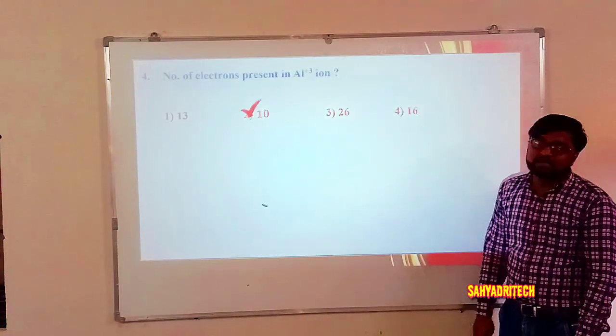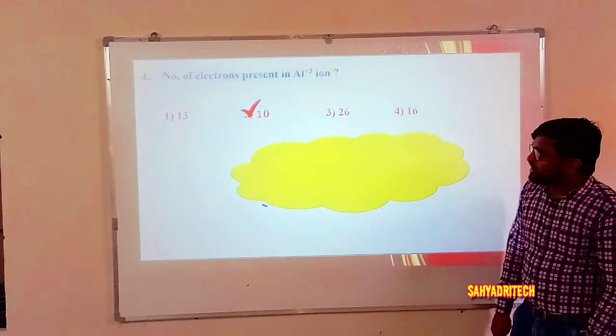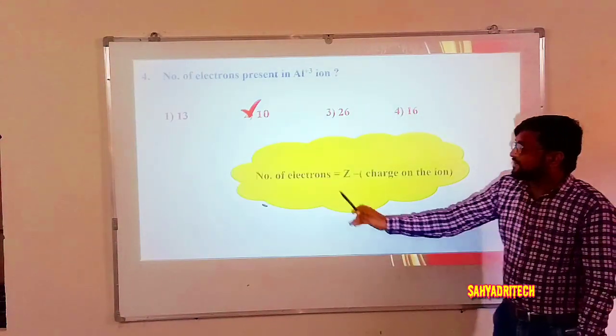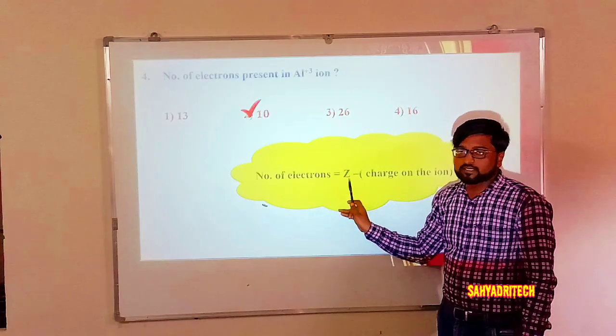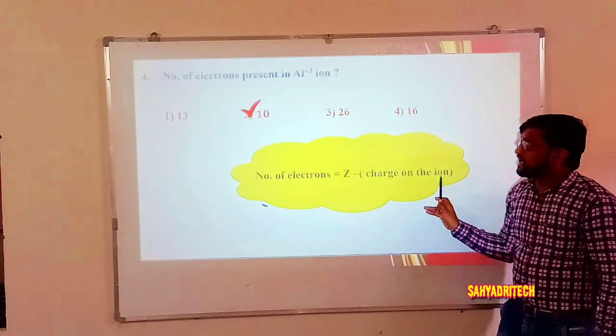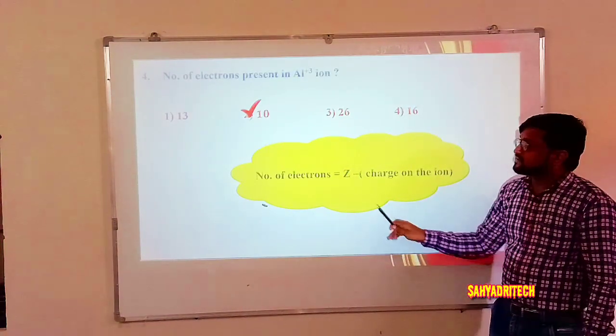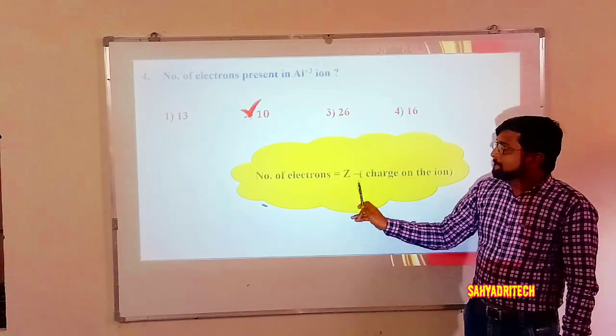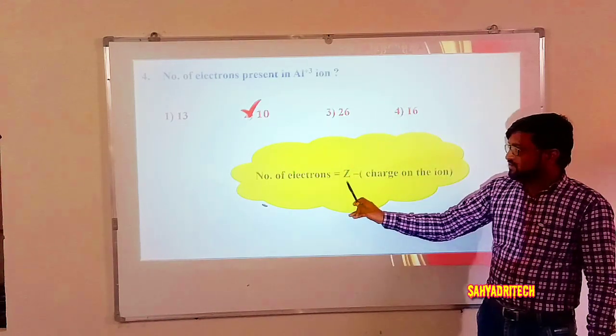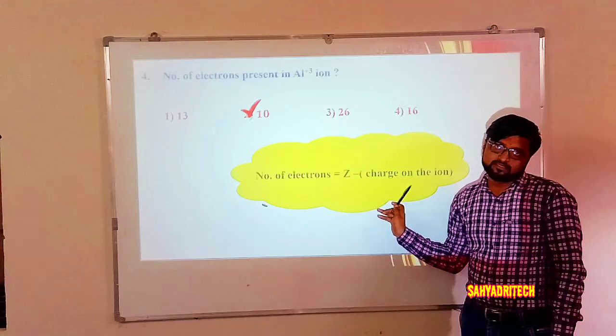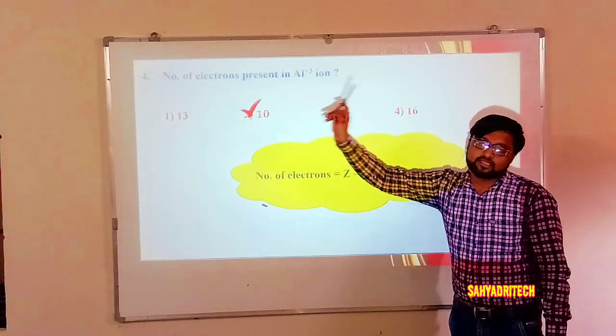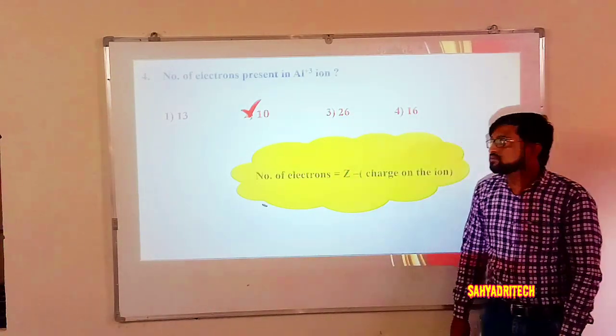So what is the answer here? Answer is 10. Well, how did we get that 10? So number of electrons is equal to atomic number Z minus charge of a cation. So Z 13 minus plus 3. So 13 minus 3. What is the answer? 10 is the answer. So option 2 is correct.